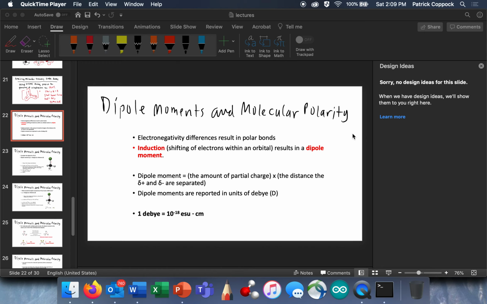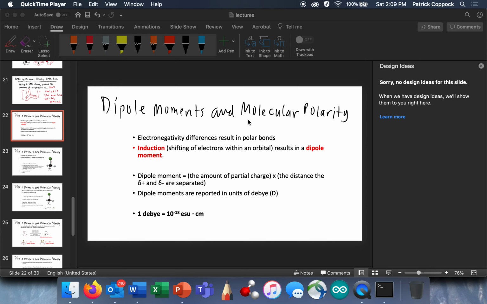Okay, now that we've talked about molecular shapes, we're going to talk about molecular polarity. And molecular polarity is important because it tells us how molecules act. How do they act with respect to each other and to other compounds? Okay, in order to do that, we need to probe dipole moments.